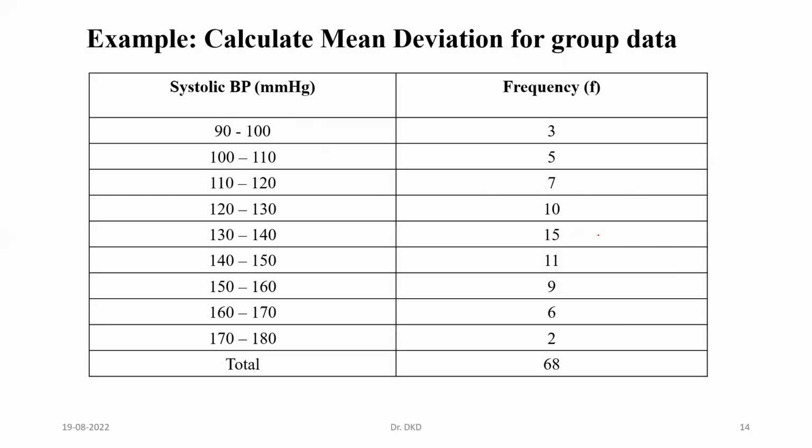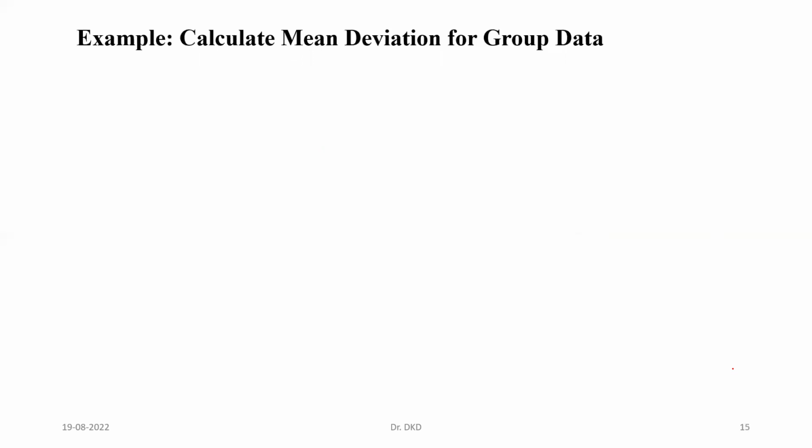Now we have one example, to calculate the mean deviation for grouped data. This question is given, and we need to find the mean deviation value. In the next slide we will discuss how to get the accurate mean deviation value, so try to understand.